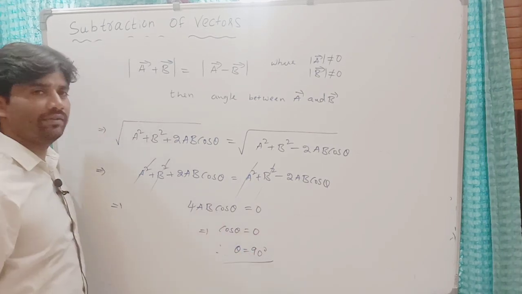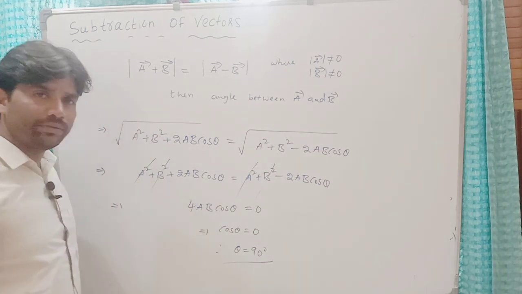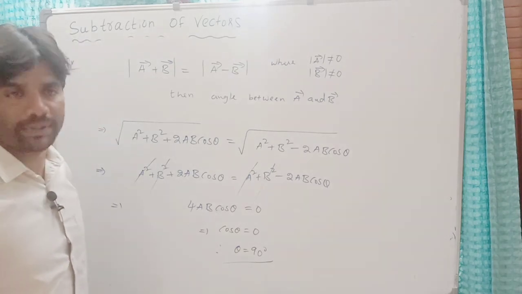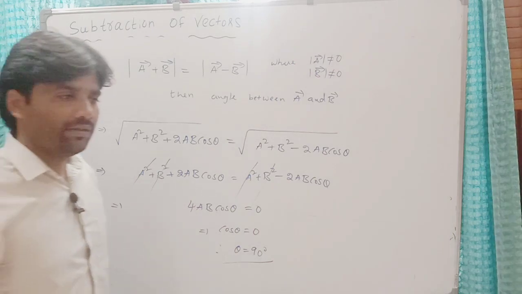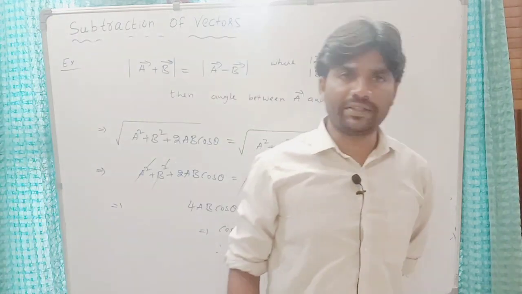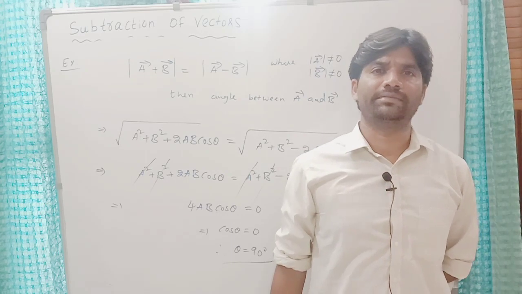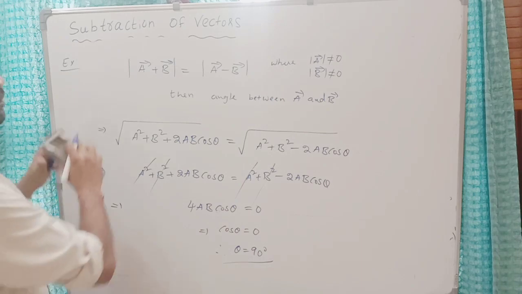It means what? The magnitude of the sum of two vectors and the difference of two vectors is the same when the two vectors are perpendicular. If two vectors are perpendicular, the resultant magnitude and the difference of the two vectors' magnitude are the same. Clear? Now one more example.